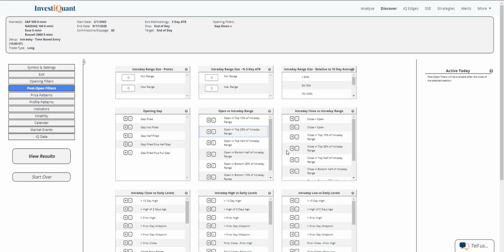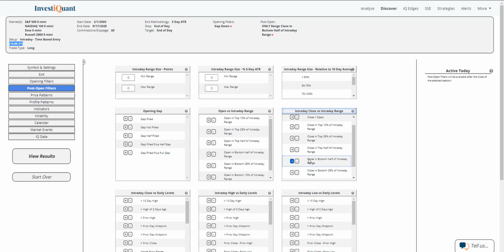And then I'm going to go into post-open filters, and I'm going to say that the 3 p.m. price is in the bottom half of the intraday range. We don't know if that's true right now. It's not 3 p.m., but we're using a 3 p.m. entry, so that means the price at 3 p.m. needs to be in the bottom half of the intraday range.